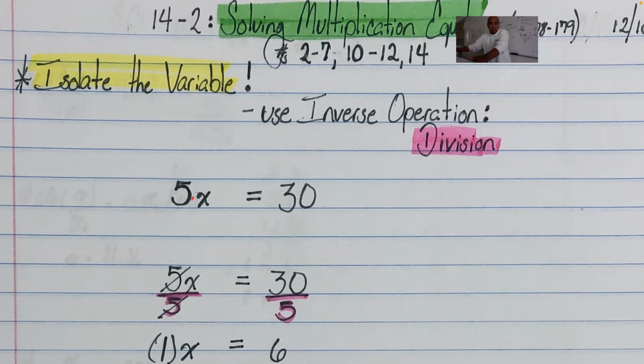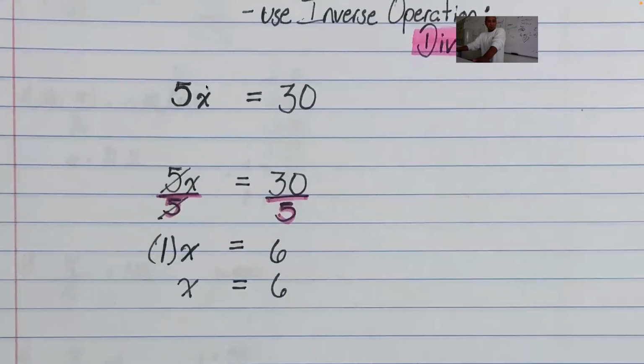How do I get rid of a multiplication by 5? Well, let me do the opposite of multiplying by 5, which is to divide by 5. All right, because 5 divided by 5 is 1, so that cancels out. So now the variable is by itself. However, whatever I do to one side, I must do to the other. So 30 divided by 5 will give me the value of x. Having divided both sides by 5, 30 divided by 5 is 6. So x has to equal 6.